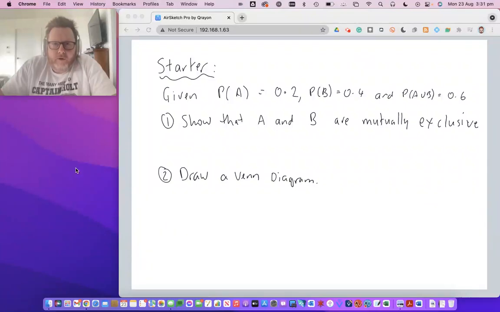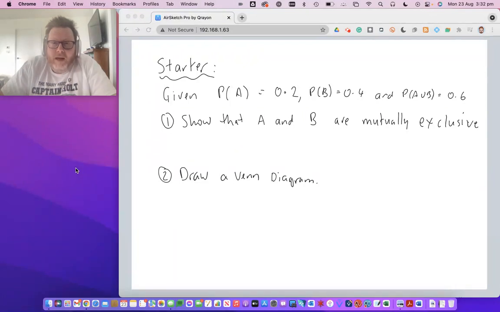Hi, in this video we're going to have a look at Karnaugh maps, which is another way of representing a sample space. But I thought I'd start off with the starter problem first, which links into the previous video where we looked at mutually exclusive events and we also looked at some probability arithmetic, the additive rule. So let's have a look at it.